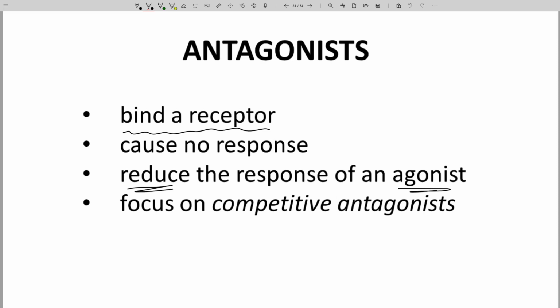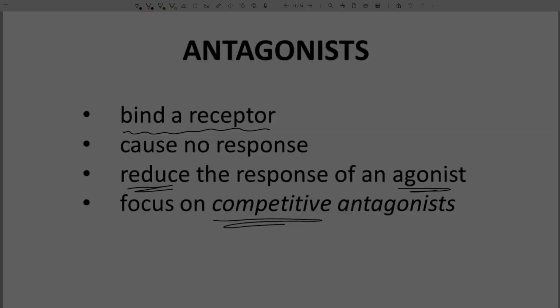Note that since antagonists don't cause a response on their own, we need to test them in the presence of an agonist. We are specifically focusing on competitive antagonists, which bind at the same place on the receptor as the agonist. They compete for the same binding pocket.